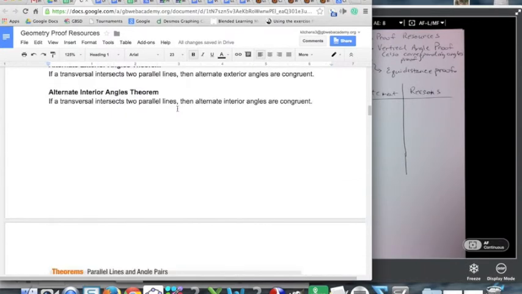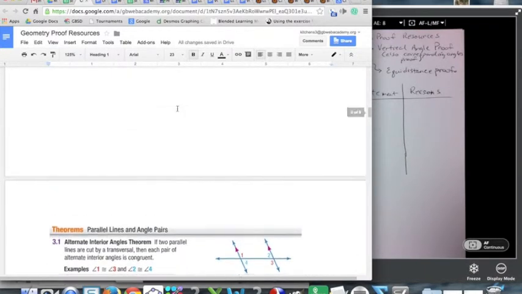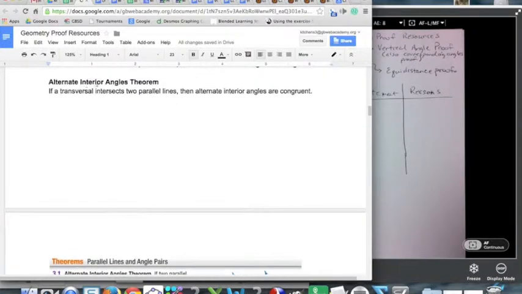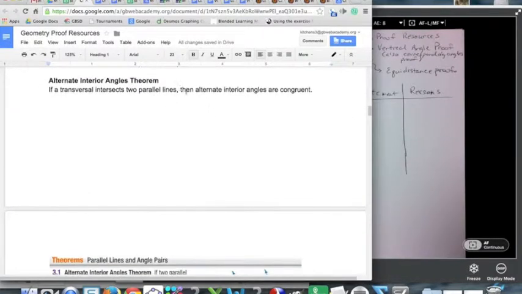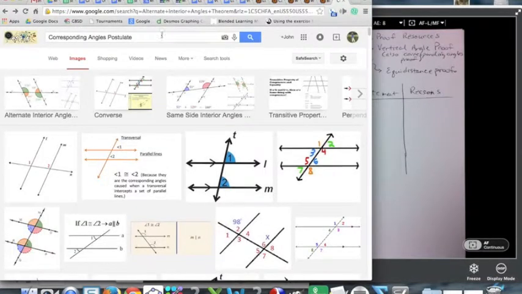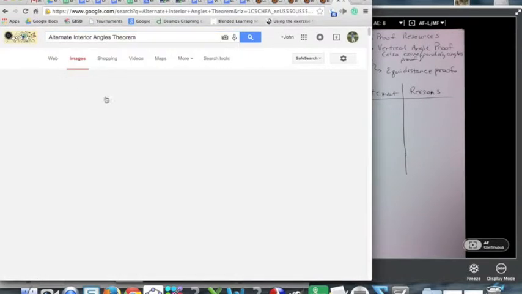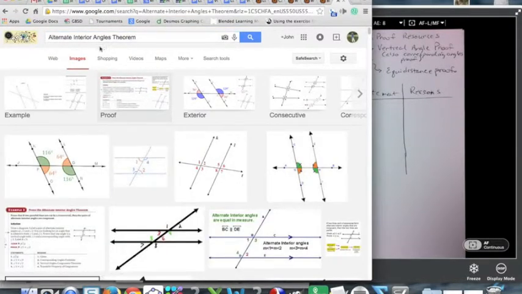So, adding pictures. What I've done to this is, for example, alternate interior angles theorem. I didn't have visuals for that in this document, so I said let's copy this and go over to Google and type in alternate angles, push enter, and make sure you're clicked on the images, and you'll see all sorts of fantastic visuals.